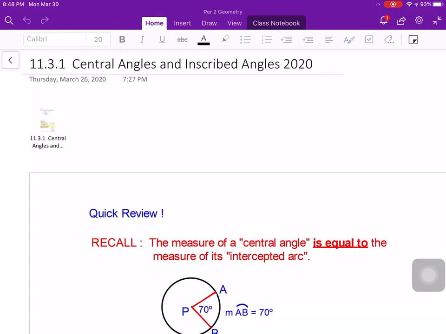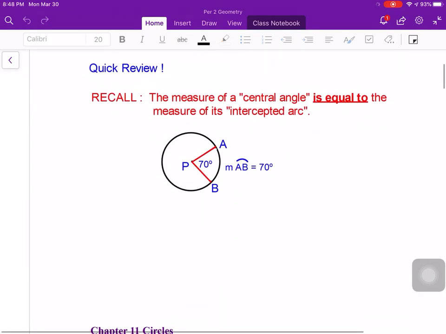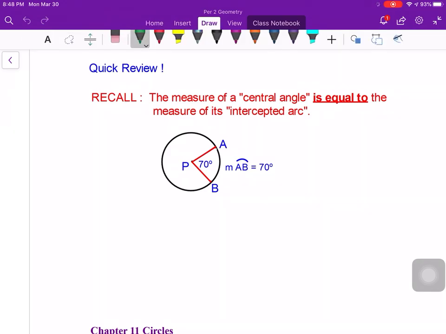So this next section, section 3 of chapter 11, deals with angles that are called inscribed angles. But let's begin with just a quick refresher from section 2. In section 2, remember we learned that a central angle is an angle that has its vertex at the center of the circle. So a central angle right here, recall, was equal to the measure of the arc that it intercepts.